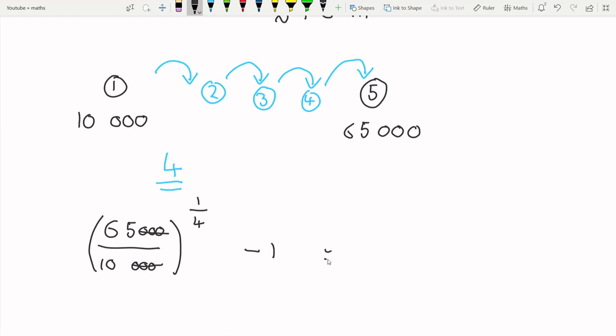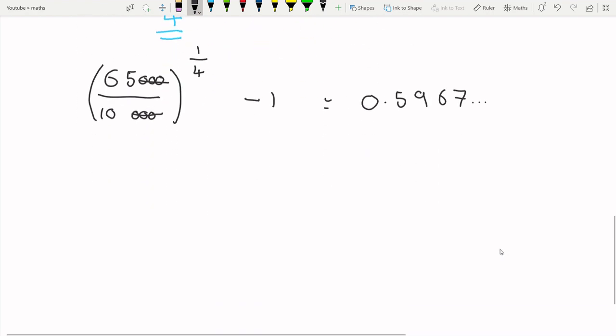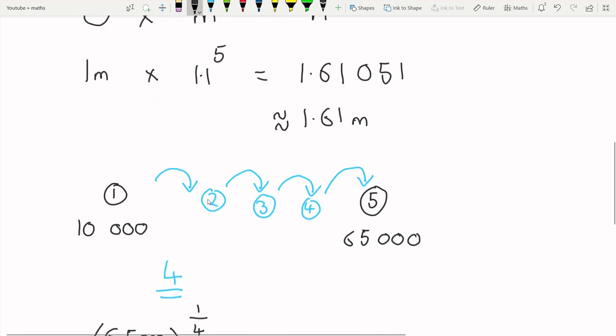This gives us 0.5967, and the number goes on. This isn't our percentage yet. We times this by 100, because that's the decimal. Times it by 100 and we get 59.67, and again the number goes on. Percent growth year on year plus this amount of percentage.